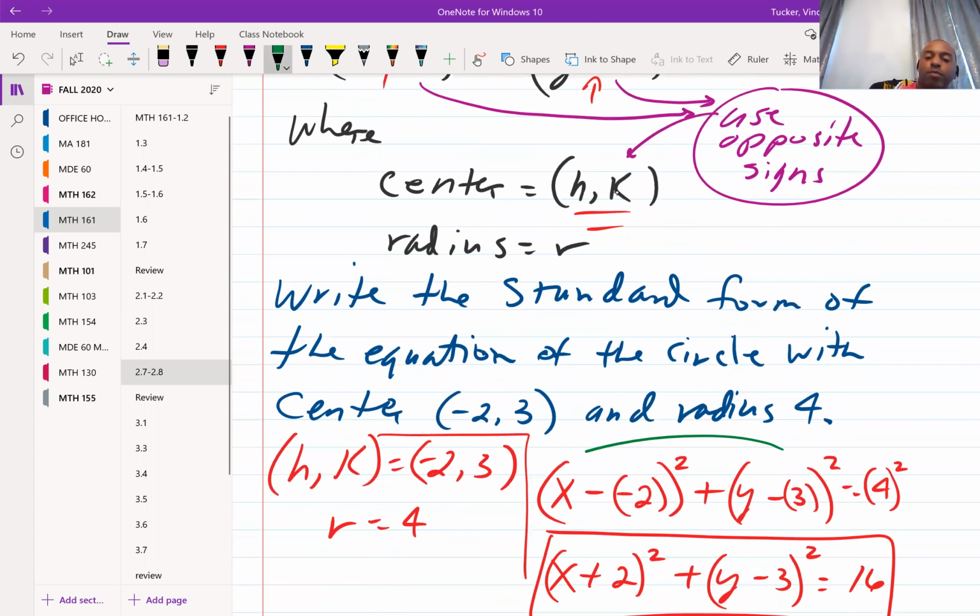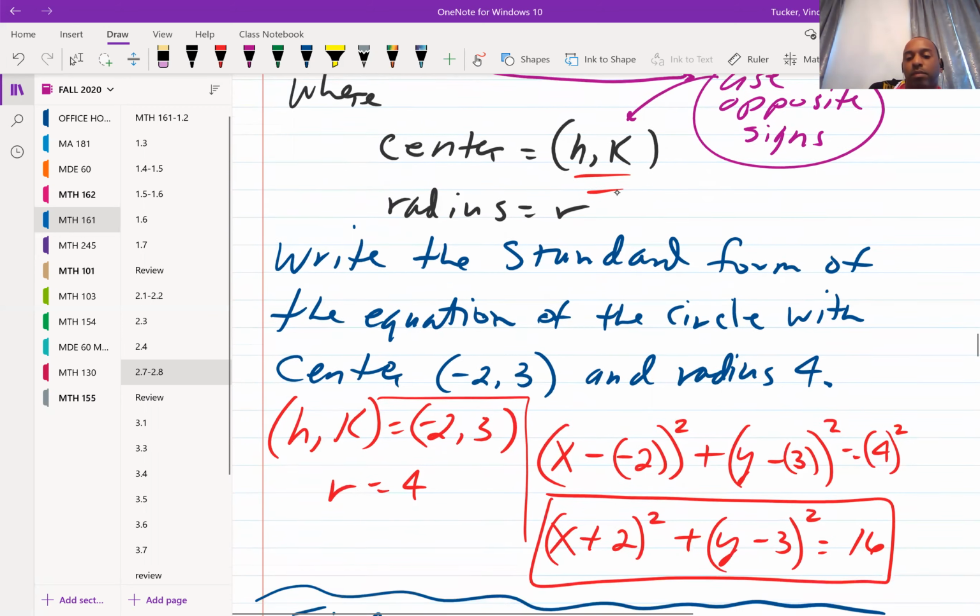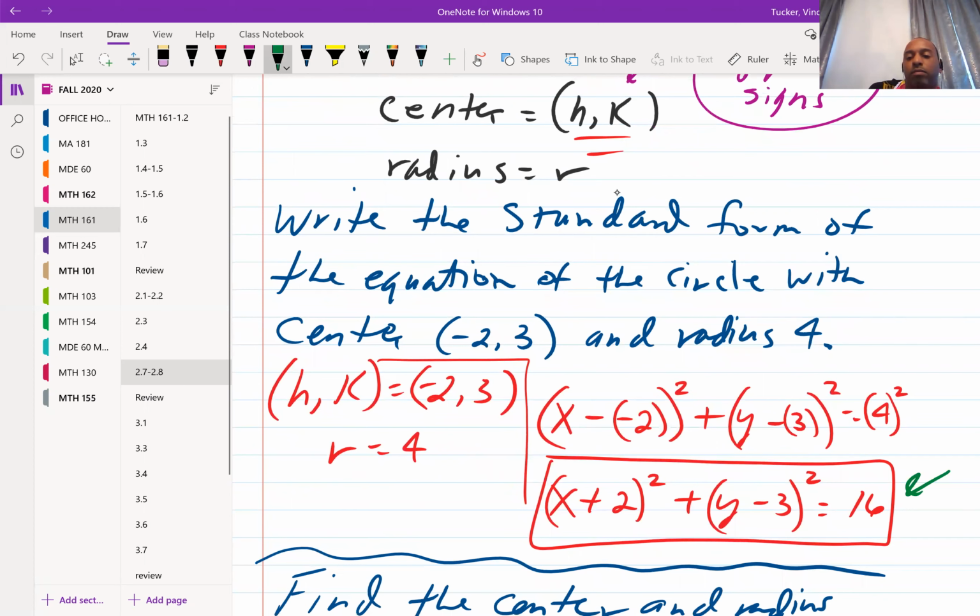Once you've established that, then you plug it into the formula. So that's (x minus h) squared, (y minus k) squared, and then r squared. So that's why we have (x minus -2), (y minus 3), and then 4 squared. And then simplify. Negative turns positive, so it's (x plus 2) squared, (y minus 3) squared, and then 4 squared is 16. All right, questions on what we did there?